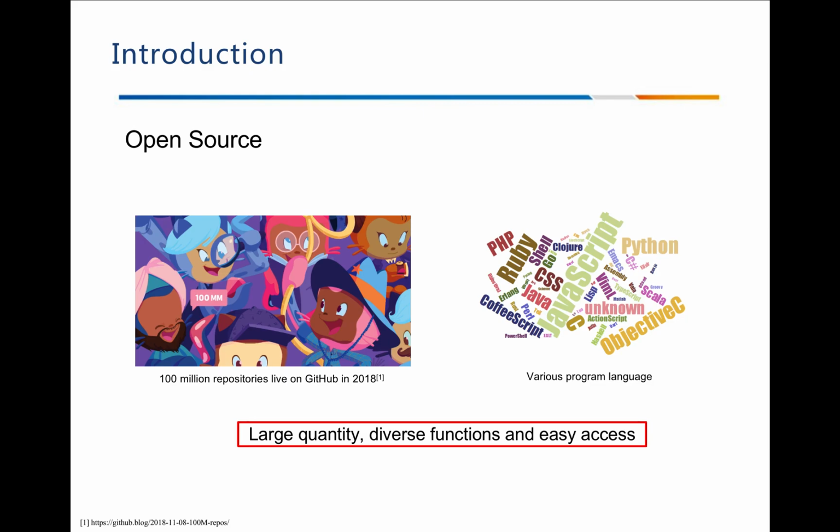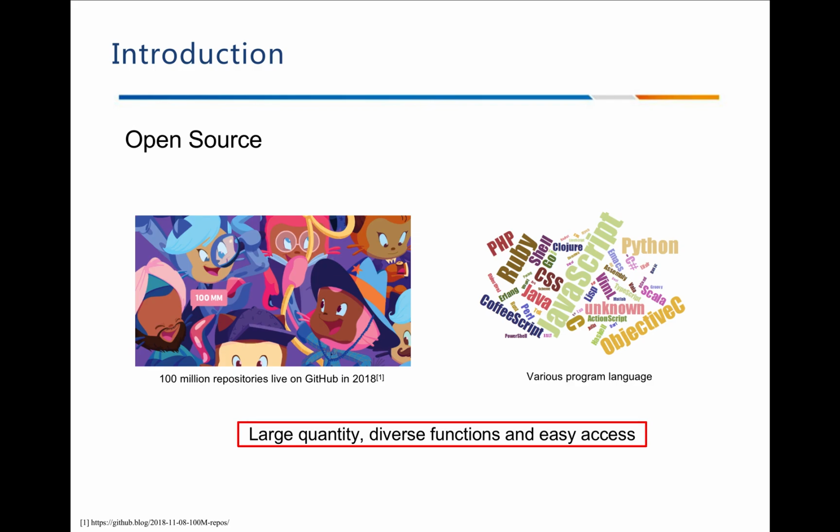First is the introduction. Recently, there exists a great number of open source projects, such as the most famous open source platform, GitHub. Till the end of 2018, there are more than 100 million repositories on GitHub. These repositories cover almost all programming languages, ranging from C, C++, Python to JS. Most of the common functions can be found on all kinds of open source platforms.